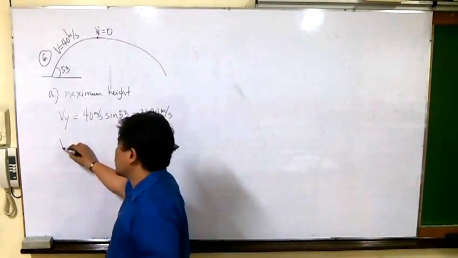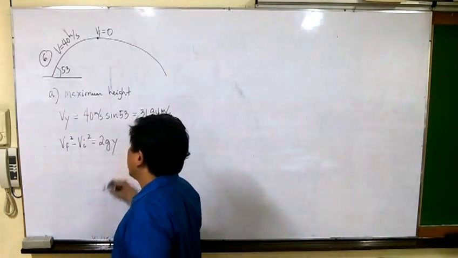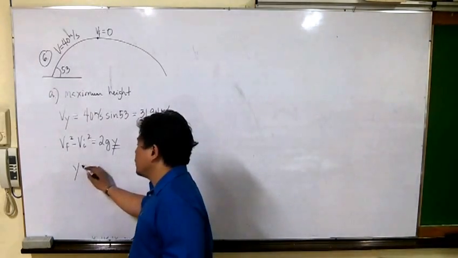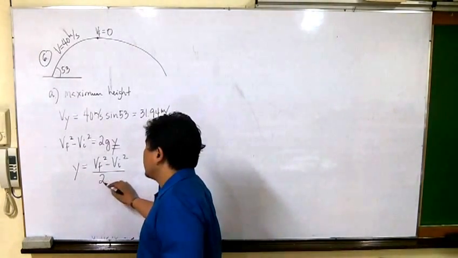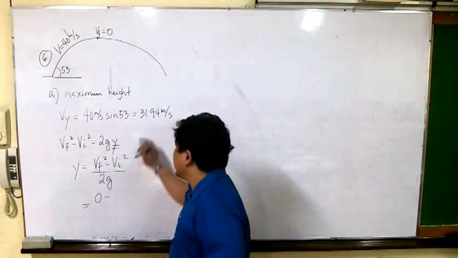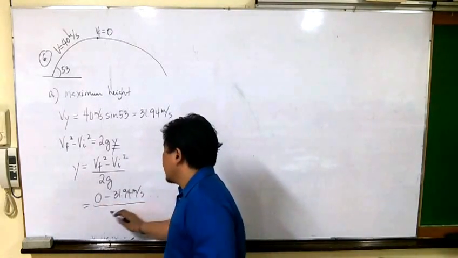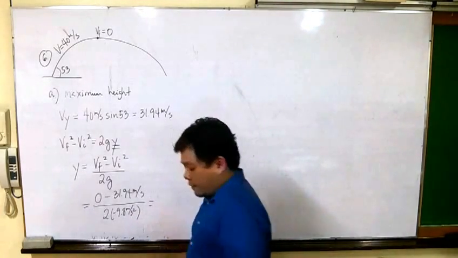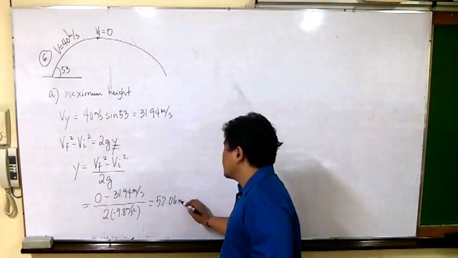We can now use this equation, v sub f squared minus v sub i squared is equal to 2gy, wherein we are looking for y. So by formula transformation, we will get y is equal to v sub f squared minus v sub i squared all over 2g. Our v sub f is equal to 0. Our v sub i is 31.94 meters per second. And g is negative 9.8 meters per second squared. Solving for y, we will get 52.06 meters.